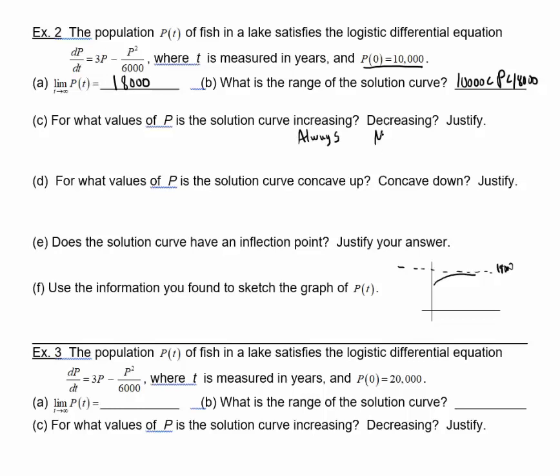Decreasing would be never. And again, that's because the first derivative is going to be positive as long as p is less than 18,000. Concave up for this one is going to be never because I'm already starting past half my carrying capacity of 9,000, so that's going to be never. And concave down would be everything else, so from 10,000 to 18,000.